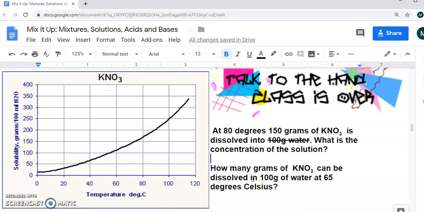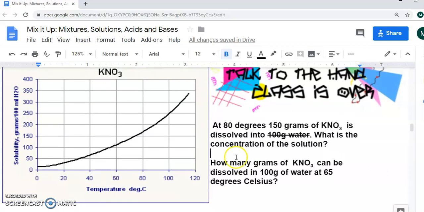All right, so that's how we find concentration. Now, what if we're looking for grams of KNO3? How much can I dissolve? Looking at the second question here, it says, how many grams of KNO3 can be dissolved in 100 grams of water at 65 degrees Celsius.